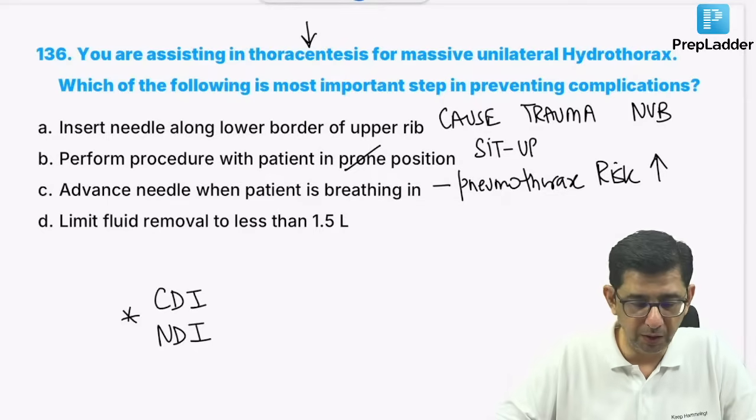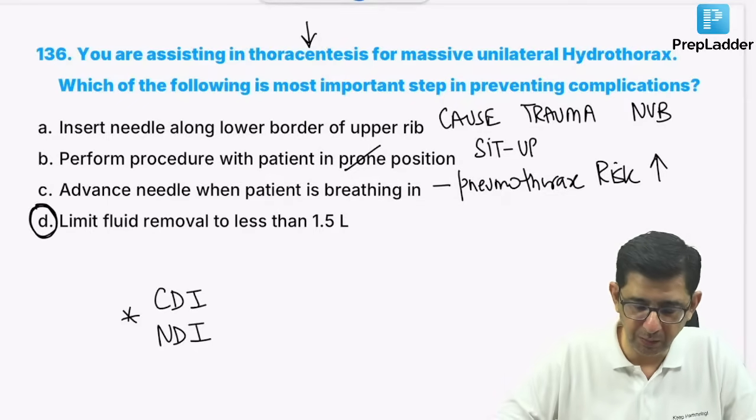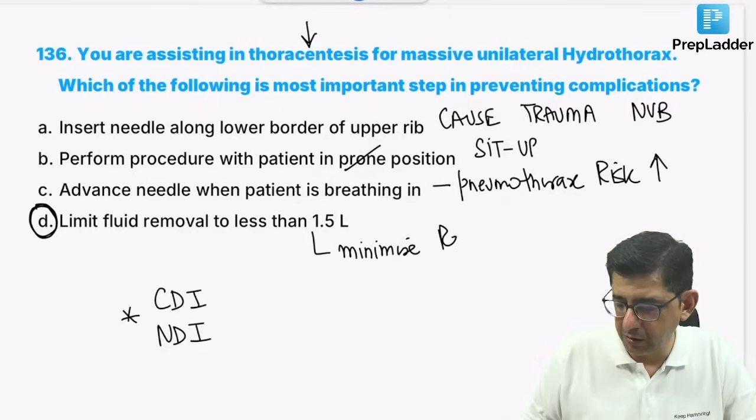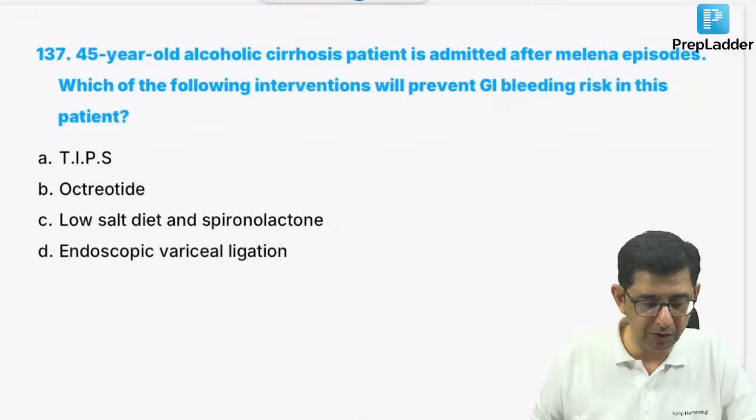But to minimize the risk of re-expansion pulmonary edema, we have to limit the fluid removal to less than 1.5 liters. So to minimize the risk of re-expansion pulmonary edema, this is the reason why the correct answer to this particular question is option number D.